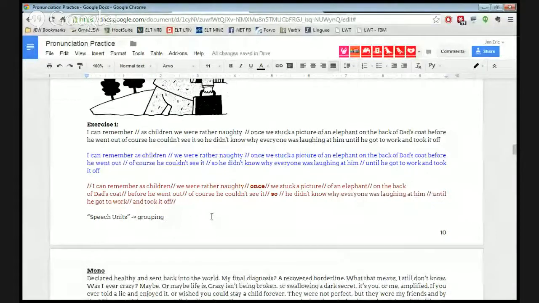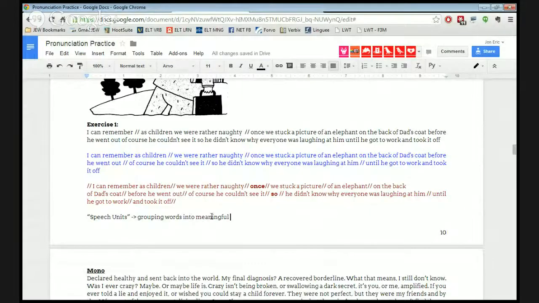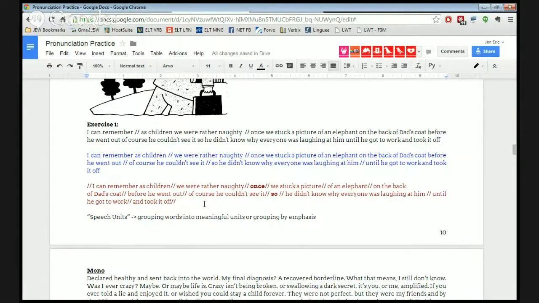So you're looking for speech units, and that means grouping words into meaningful units, or grouping by emphasis. Okay, so there's our definition.